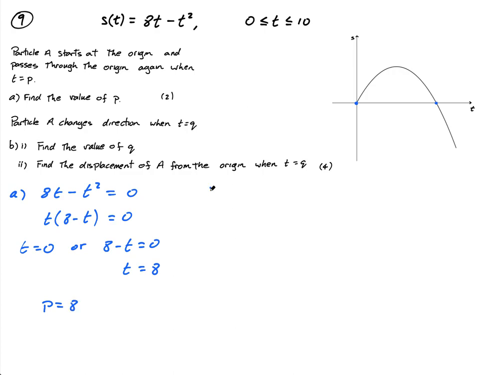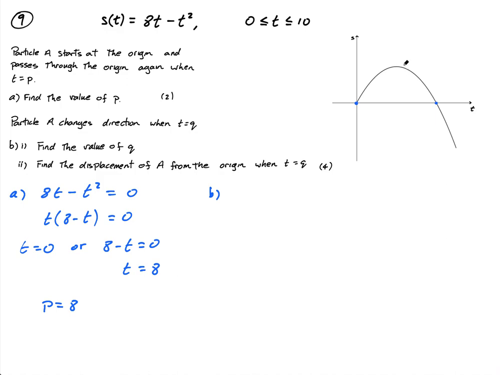Okay, part B. Particle A changes direction when t equals q. Find the value of q. Now, when is he changing direction? If you think of this particle as a car, the car is moving away. He's moving further and further. As time goes on, he's moving further and further away from his starting point.